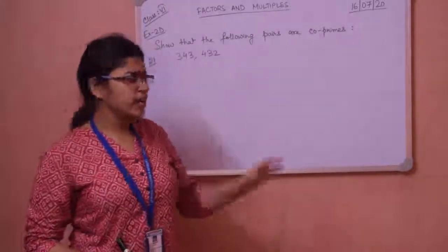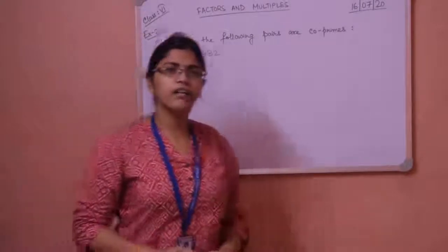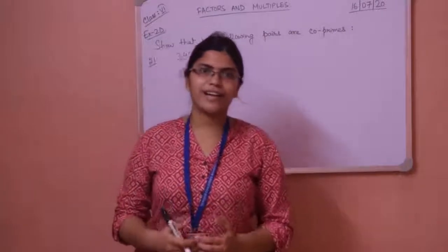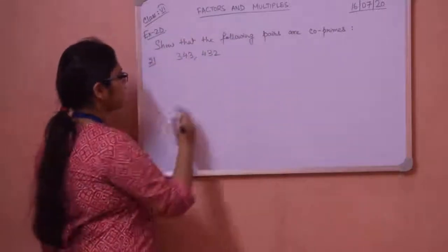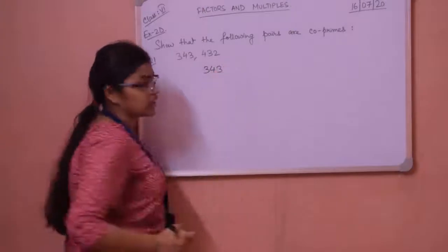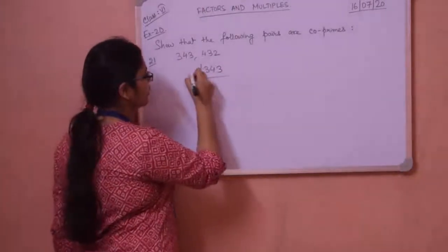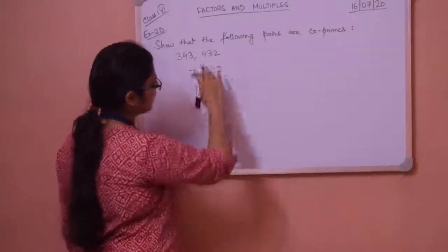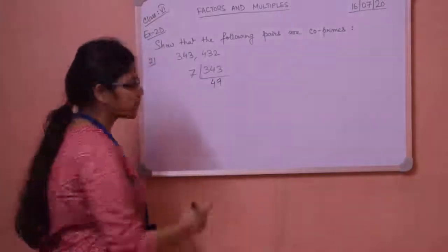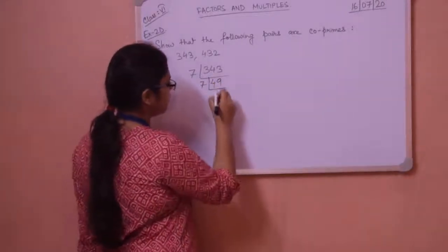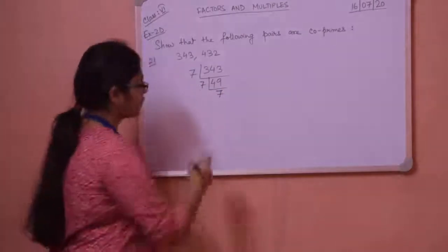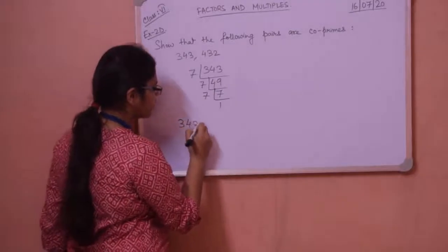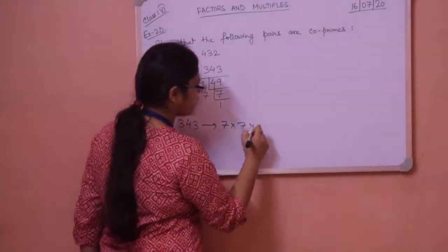Number 21, the sum is 343 and 432. Co-prime means we already know that there won't be any other common factor except 1. So let us see. First we have 343. If I divide this number with 7, I'll get 49. Now again dividing this number with 7, we will get 7. Then again with 7, we are getting 1. So that means the factors of 343 is 7 into 7 into 7.